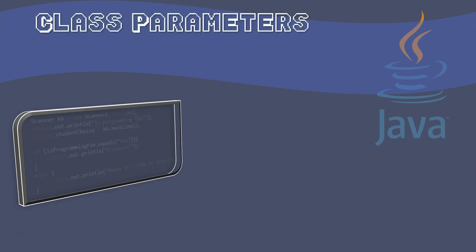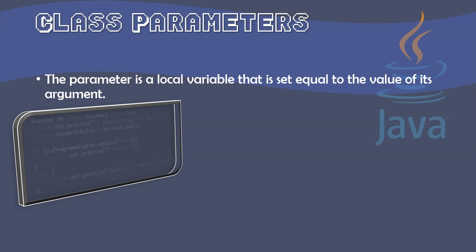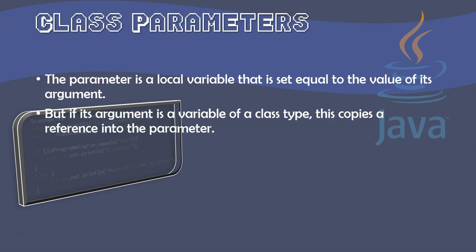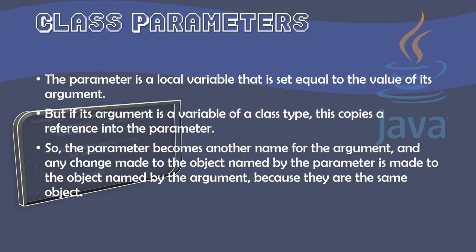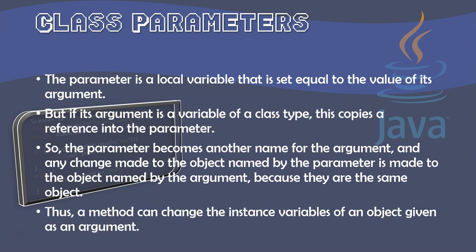So when we talk about class parameters, the parameter, as we have said, is a local variable and it's set equal to the value of its argument. But if its argument is a variable of a class type, this copies a reference into the parameter. So the parameter becomes another name for the argument, and any change made to the object named by that parameter is made to the object named by the argument because they are effectively the same object. Thus, a method can change the instance variables of an object given as an argument.